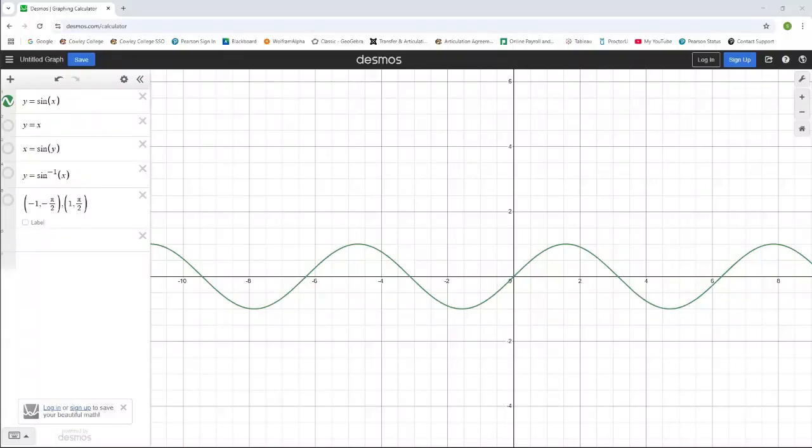Hello, class. Today's lesson is about the inverse functions for the trig functions. So we're going to start with the sine. And if we look at this display here, currently the only thing that's showing up is y equals sine x.